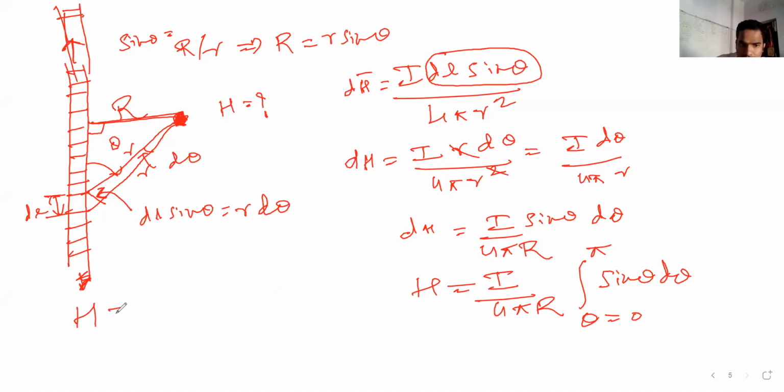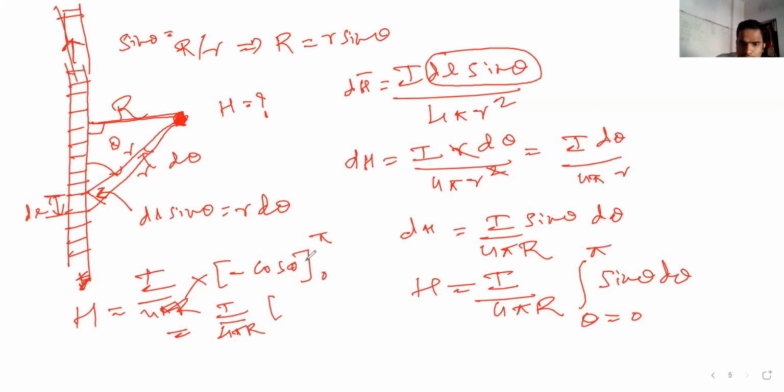We'll get H is equal to I by 4 pi r, where r is the perpendicular distance, capital R. And what is the integral of sine? Minus cos, right? From 0 to pi. If we put in the limits, we will get I by 4 pi r times: minus of cos pi is minus of minus 1, which is plus 1, and minus of cos 0 is minus 1, so the total will be 2. 2 by 4 will get cancelled, so H is equal to I by 2 pi r.